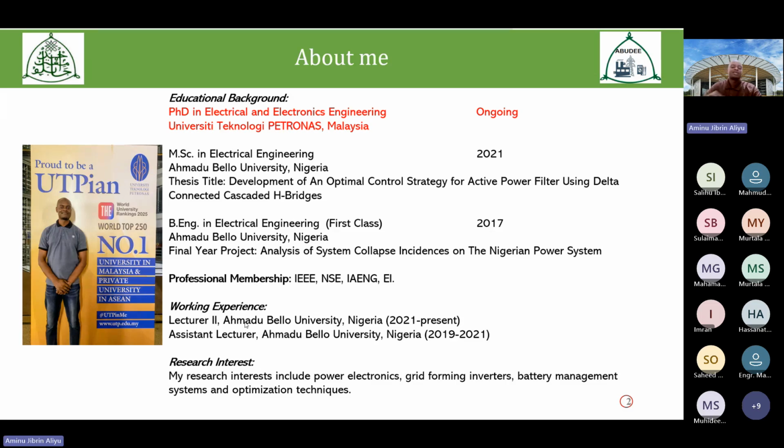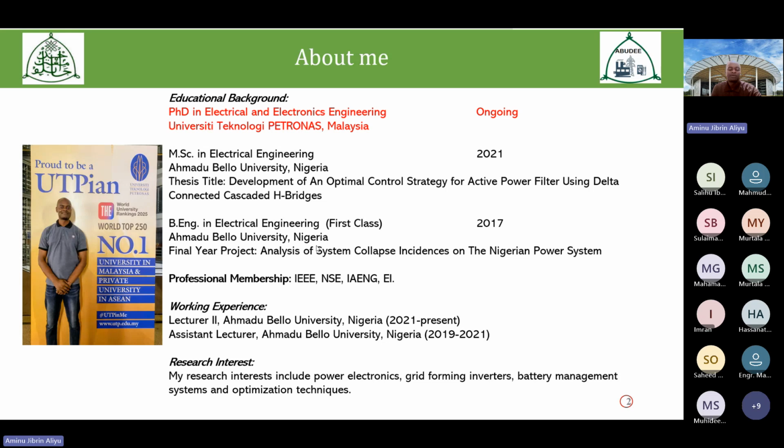Before we get started on the contents, let me briefly introduce myself so you know who is speaking to you today. My name is Aliyu, and as you can see, my educational journey is ongoing. I am currently pursuing my PhD in electrical and electronics engineering at University Technology Petronas, Malaysia. Prior to that, I completed my MSc in electrical engineering in 2021 at Ahmadu Bello University. And I also obtained a Bachelor's of Engineering in Electrical Engineering in 2017 at ABU also.